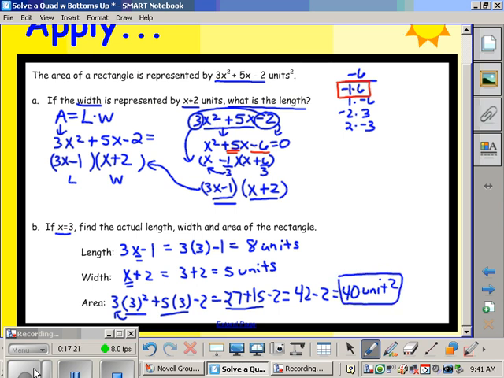Now, the quicker way to do it, since area equals length times width, now that we know the length and width, we just multiply the actual values together, and we would also get 40, much quicker.